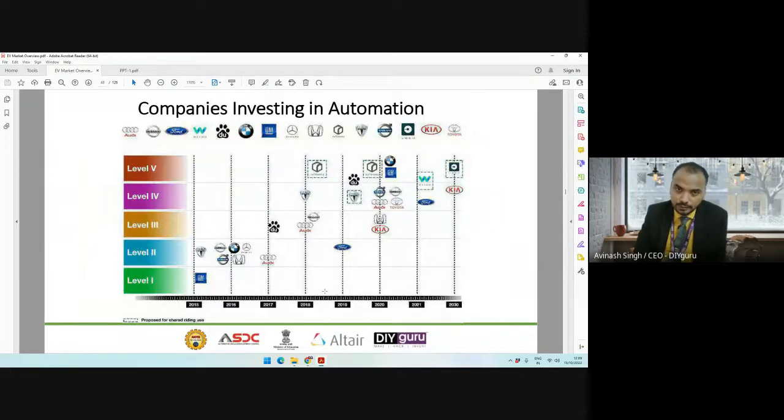Now, these are some of the companies which are investing in automation from level 1 to level 5. Level 5, we are going to see somewhere between 2021 and 2030. Level 5 will be reached. Some research has already been done on level 1, level 2, level 3 between 2015 and 2020. These are all the companies which have worked in this segment quite a lot.